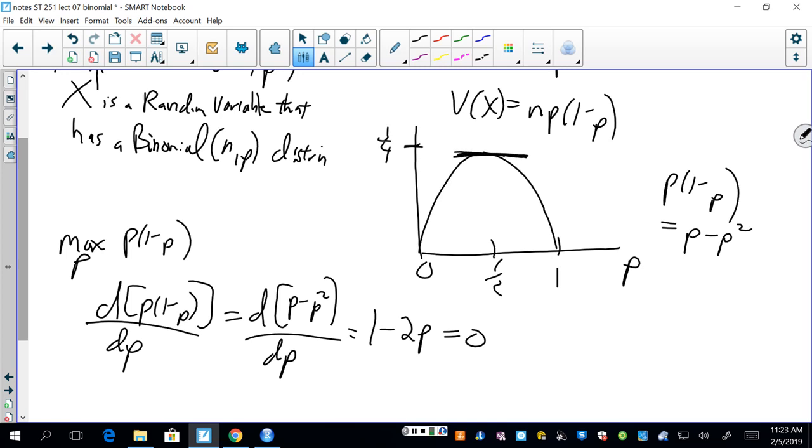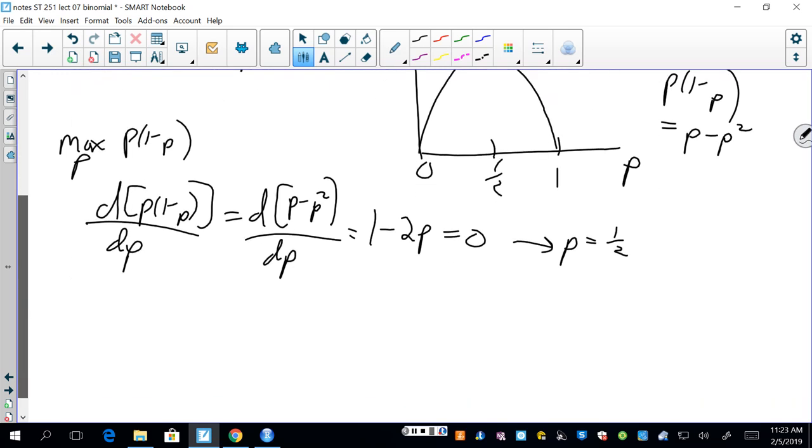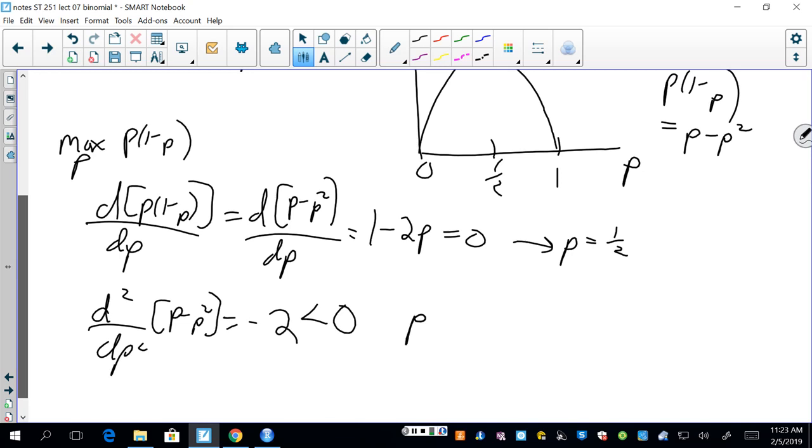And then if you solve for p, this implies that p equals 1/2. This is a critical point. Is it a maximum? We would take a second derivative. The second derivative of p minus p squared is -2, so that's less than 0, so p equals 1/2 has to be a maximum.